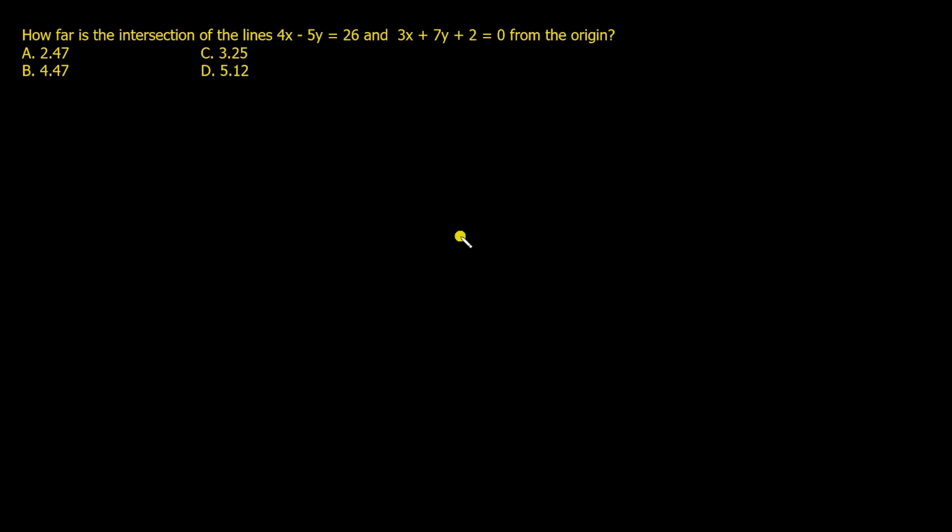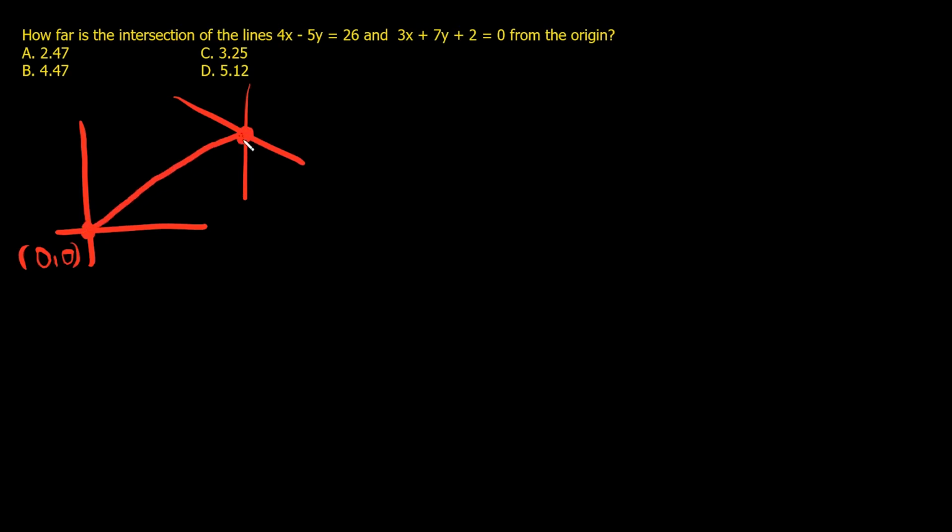So, for the first problem, we have: how far is the intersection of the lines 4x minus 5y is equal to 26 and 3x plus 7y plus 2 is equal to 0 from the origin? So, say, for example, ang origin natin is 0, 0. Then, naa kay duha ka intersecting lines. Then, pila daw ang distance between the origin padulong diri sa intersection.